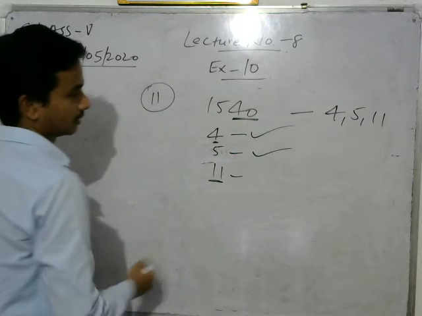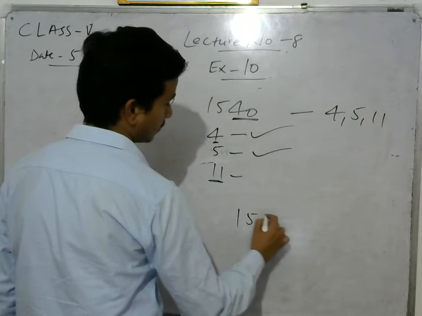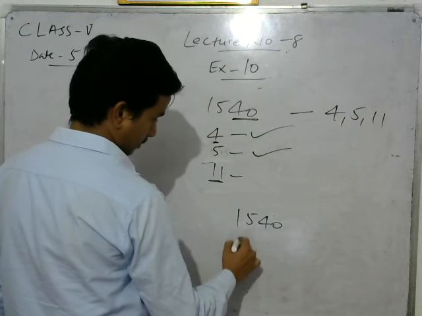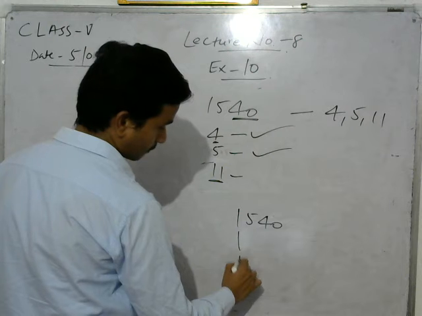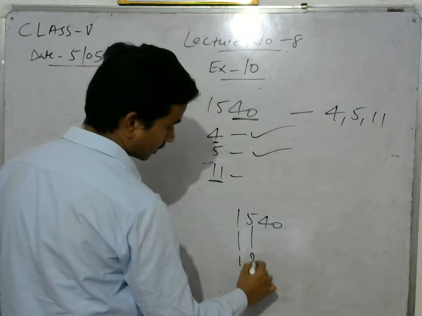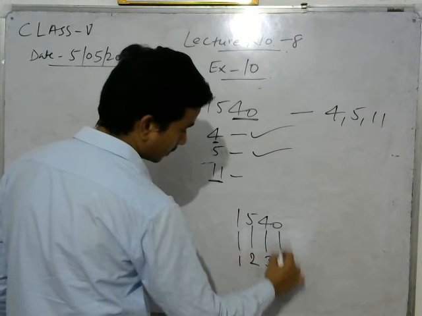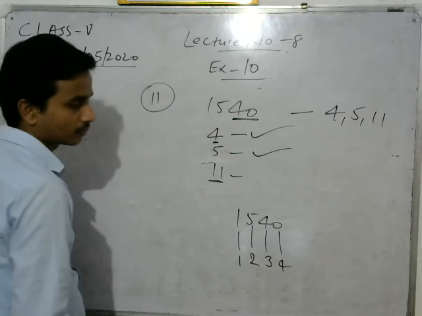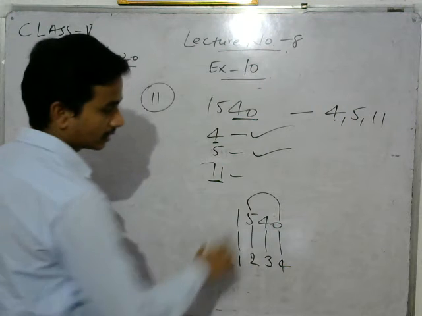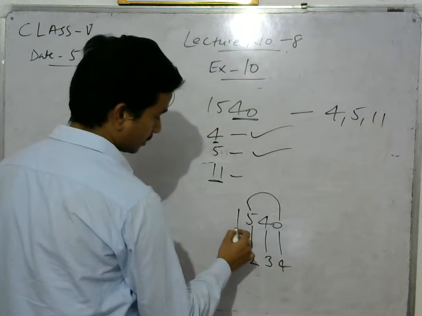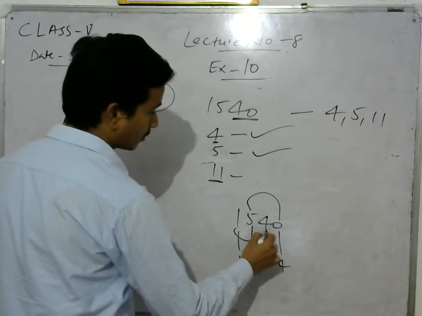What is the rule for 11? The number is 1540. This is the digit at first place. This is the digit at second place. This is the digit at third place, and this is the digit at fourth place. Now, these two digits are the digits at even places, and these two digits are digits at odd places.